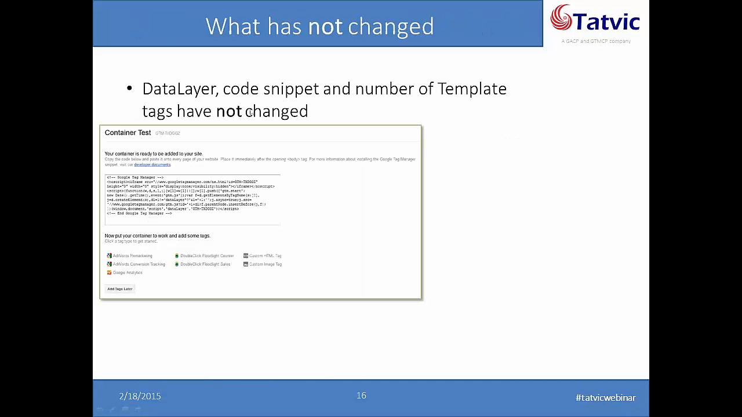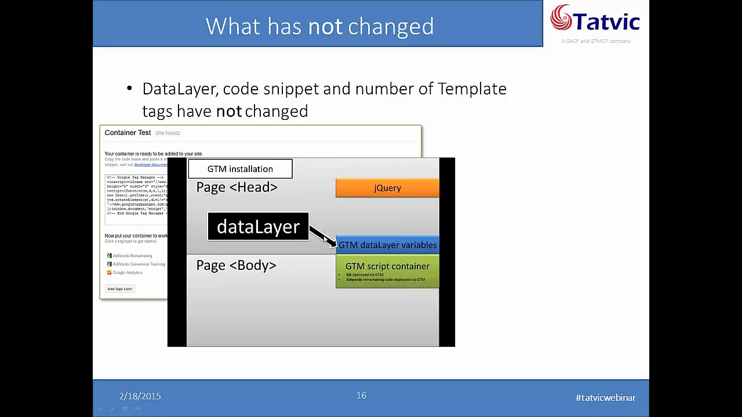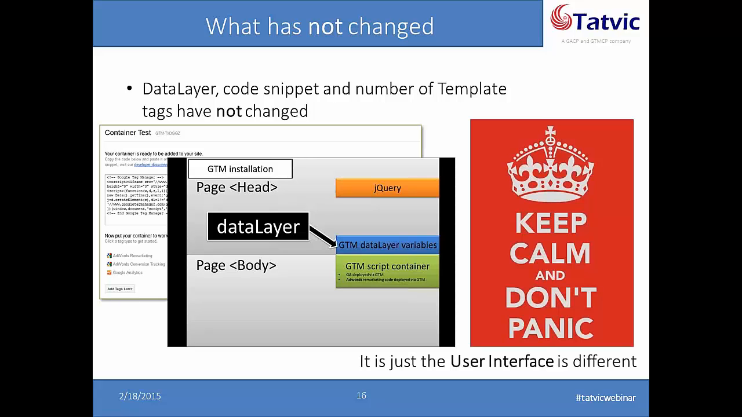A couple of things. What's not changed is the actual container snippet is exactly the same. So this is just a UI change. The actual JavaScript functionality of what it's doing behind the scenes is exactly identical. The same with the actual data layer itself. That's going to remain unchanged with this upgrade. It's just how you use it which is different. So don't panic about the V2 interface or the V2 upgrade. It is just a screen change. It's not a functionality change.